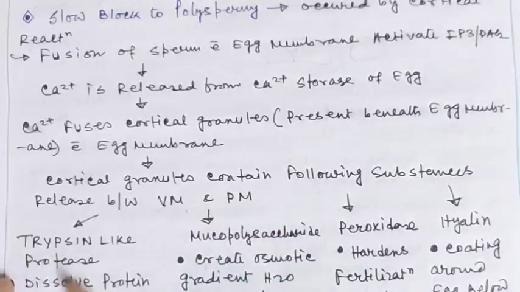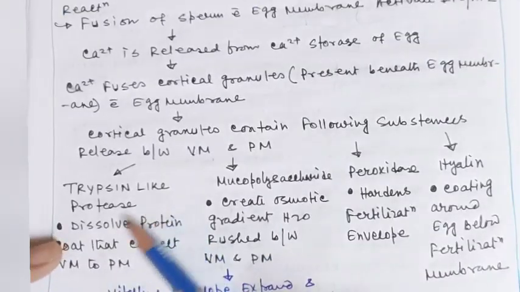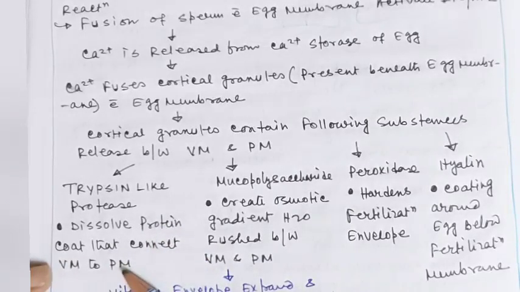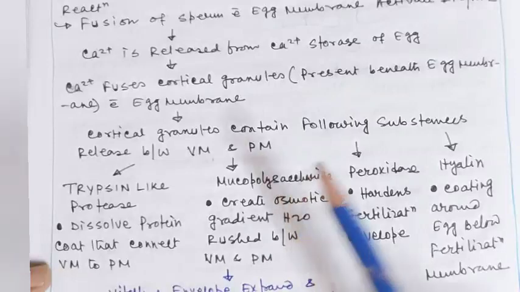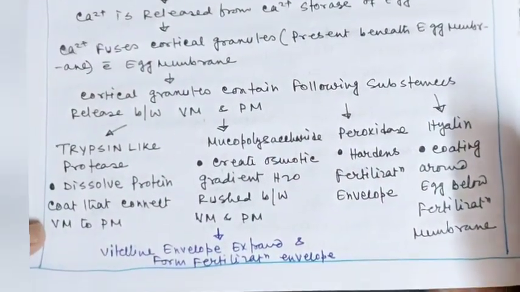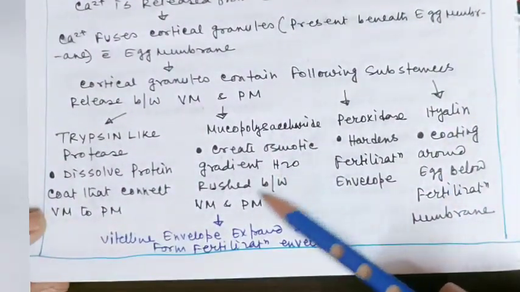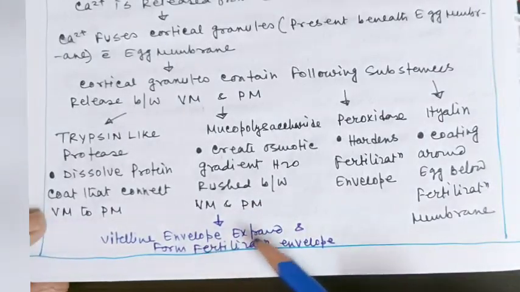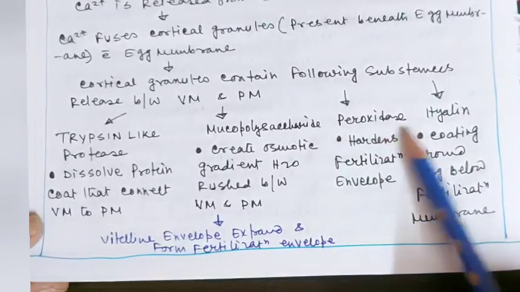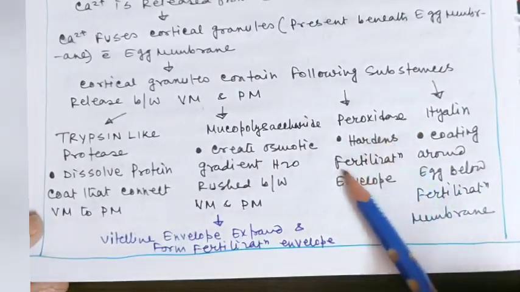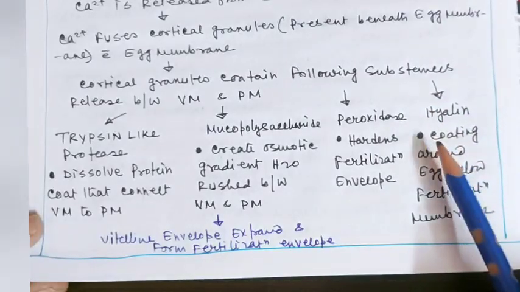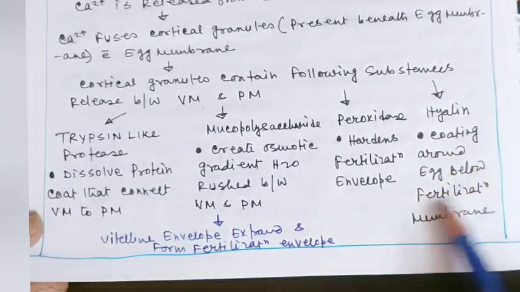These cortical granules contain a trypsin-like protease that dissolves the protein coat that connects the vitelline membrane to the plasma membrane. They also contain many mucopolysaccharides. This creates an osmotic gradient, and water is pushed between the vitelline membrane and the plasma membrane. So the vitelline envelope expands and forms the fertilization envelope. Peroxidase enzyme can also be found, and this hardens the fertilization envelope. The hyaline component is also found, and this forms the coating around the egg below the fertilization membrane.